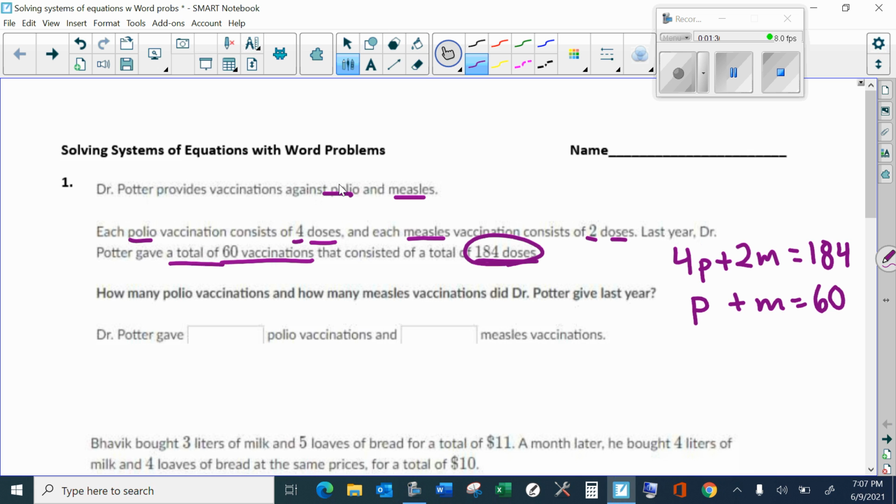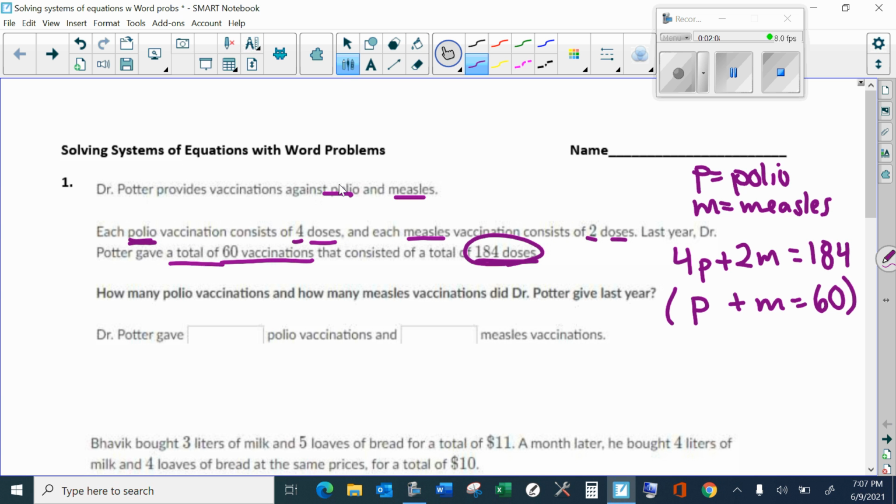You usually want to use a letter associated with one of the key pieces so you can remember which is dealing with which. Some teachers will have you write down P equals polio and M equals measles, so you don't forget. Okay. All right, so now we need to solve it. Notice I cannot just add straight up and down or subtract straight up and down and eliminate one of them. So I need to multiply one of the rows by a number.